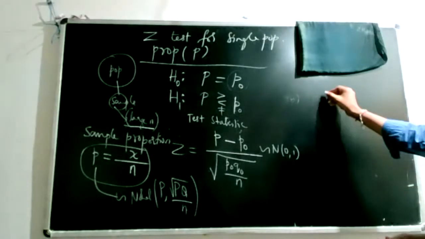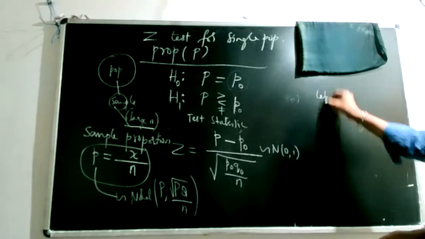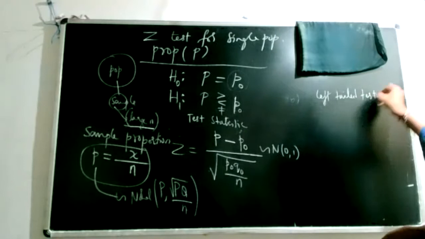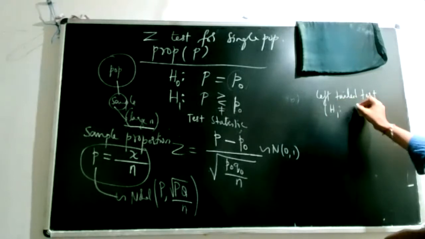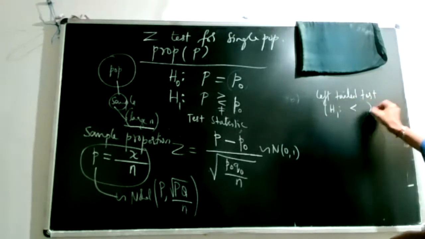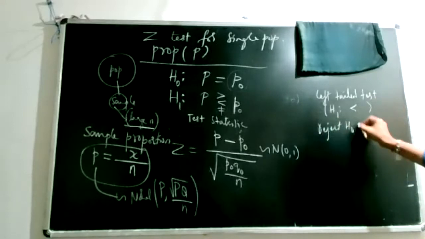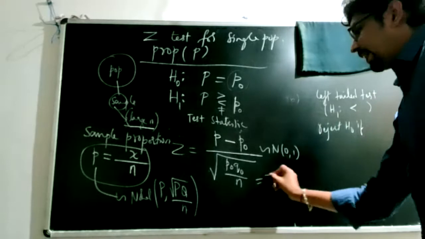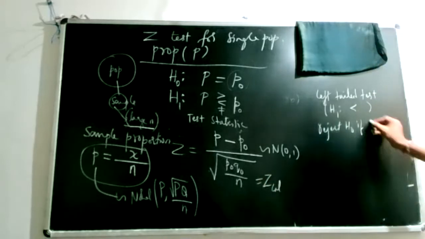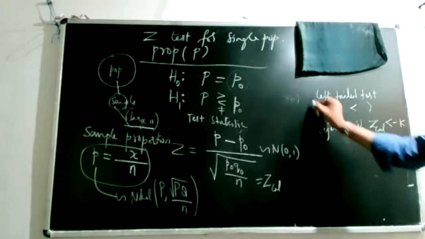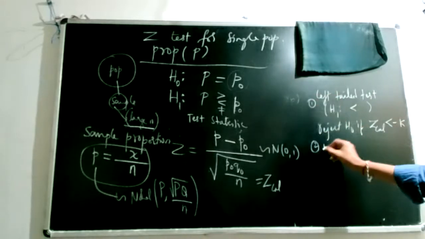For a left tail test, you will reject H naught. Left tail test happens when your H1 is of the form less than. So you will reject H naught if your calculated value, we'll call this zcal, is below minus k.